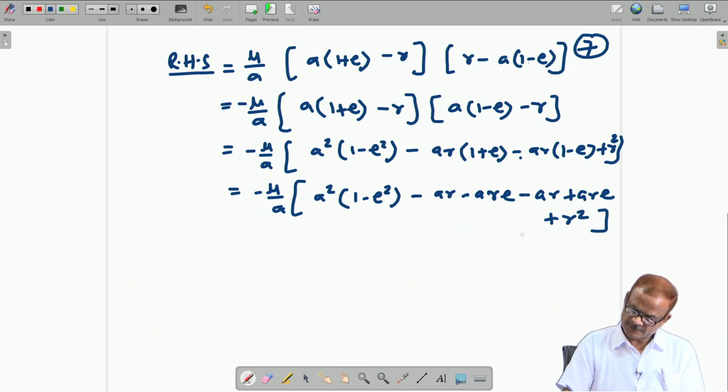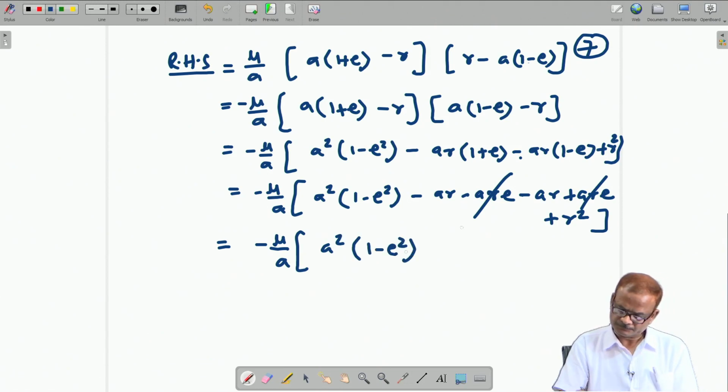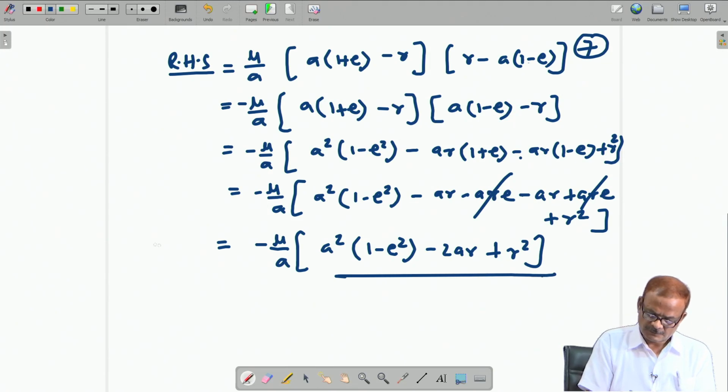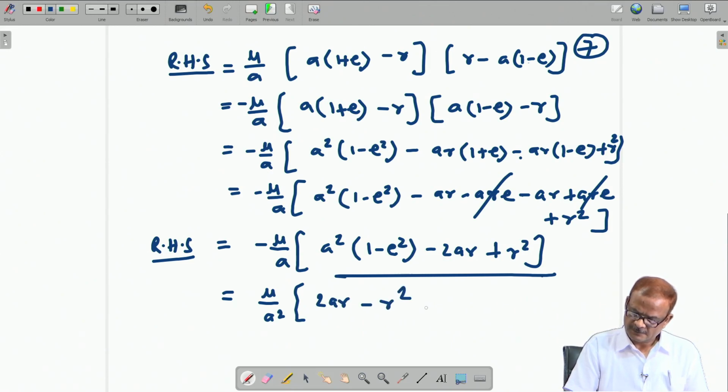So, the terms here, this one and this one, they will drop out, leaving us with minus mu by a, square times 1 minus e a square minus 2 a r plus r square. So, this is your RHS. If we take the minus sign inside, this gets reduced to 2 a r minus r square minus a square times 1 minus e square.